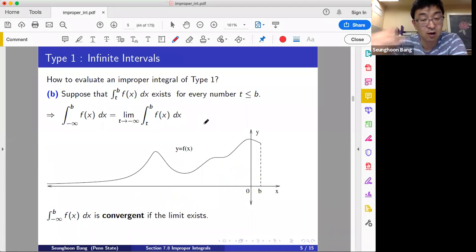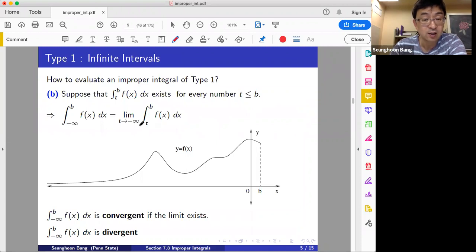What does that mean? The limit exists. Find the definite integral, then take the limit. If this value is a finite number, the improper integral is convergent. Otherwise, the improper integral is divergent.